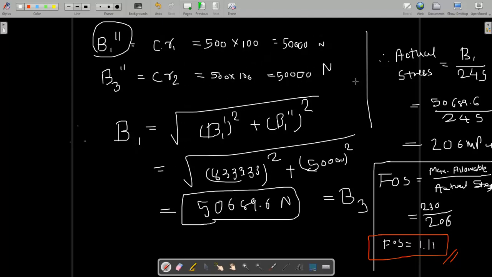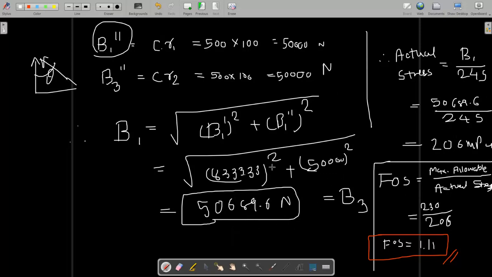Then find out the resultant. In case these both are at 90 degrees, fine, but in some cases you will get it like this. So first of all you have to find this angle, and you have to do the vector addition: square root of B1 dash square plus B1 double dash square plus 2 B1 dash B1 double dash cos 2 theta. You know the equation. So this is the method of finding force, then divide by area.